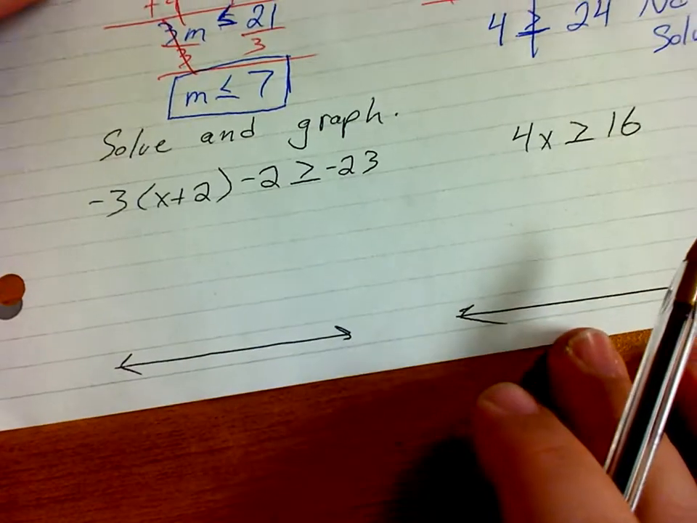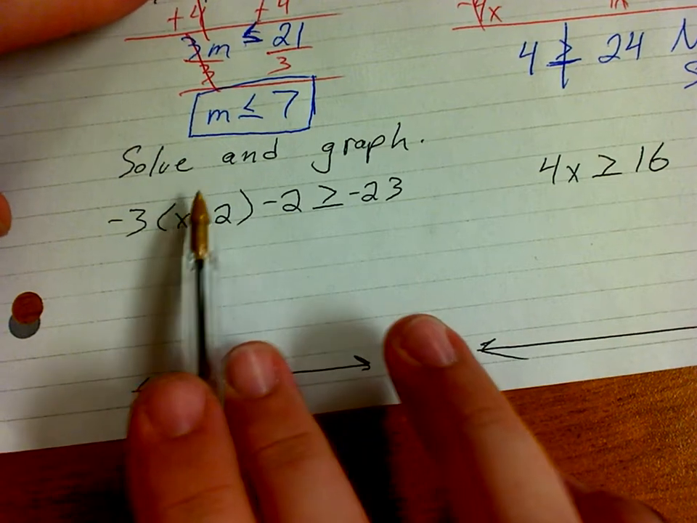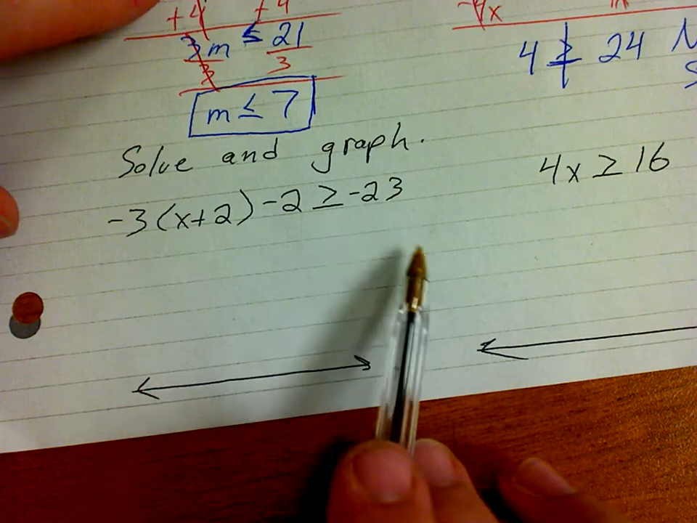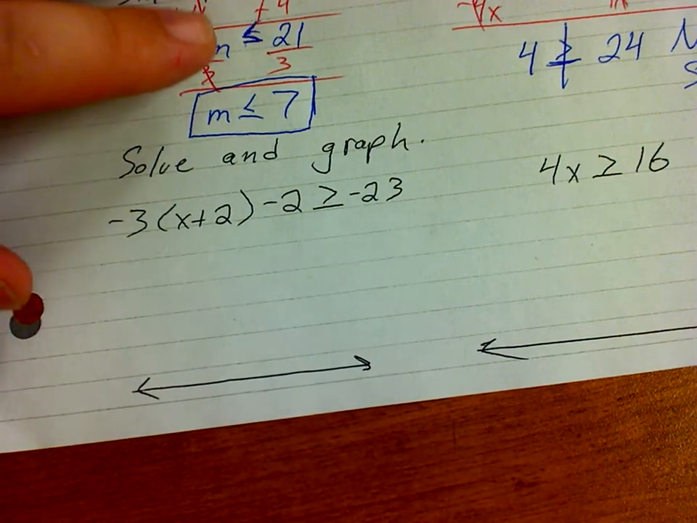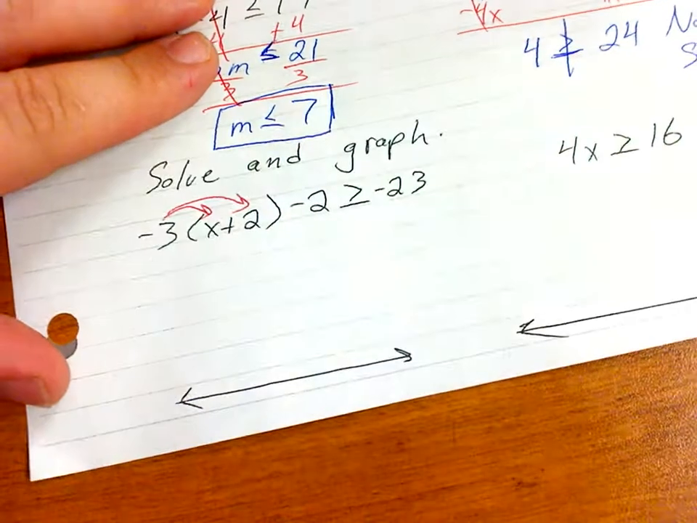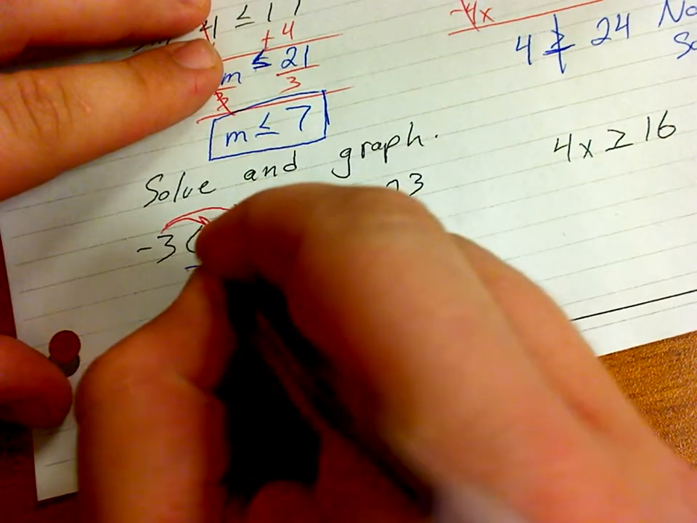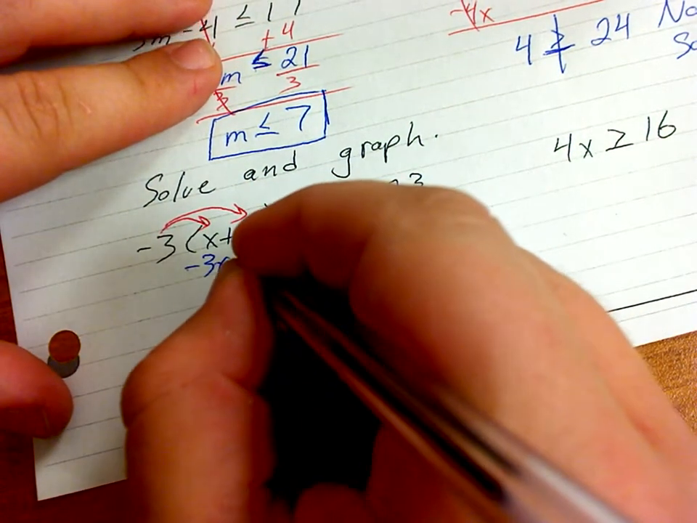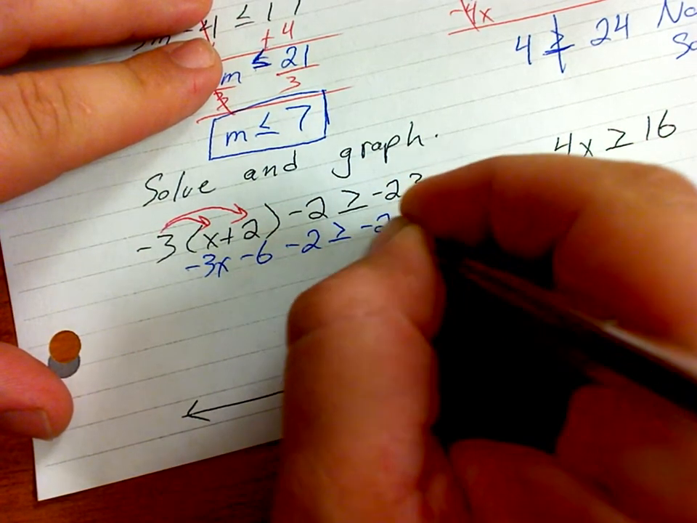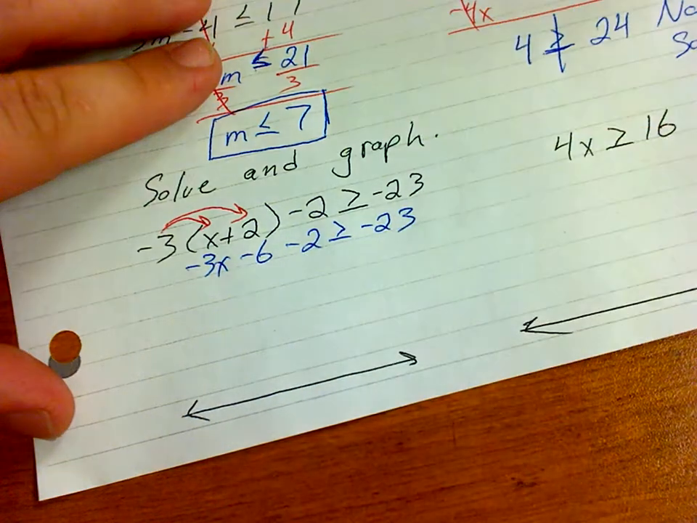Okay? Now these bottom two here, we are going to have to graph on a number line. So it does say solve and graph. Solve means to get it to be variable, inequality, number, and then graph on the number line. So let's see what we end up with here. We do have another set of parentheses, so we will have to distribute here. So we get negative 3 times x, that's negative 3x. Negative 3 times 2 is a negative 6. And then we have the rest of our inequality here. Minus 2 greater than or equal to negative 23.